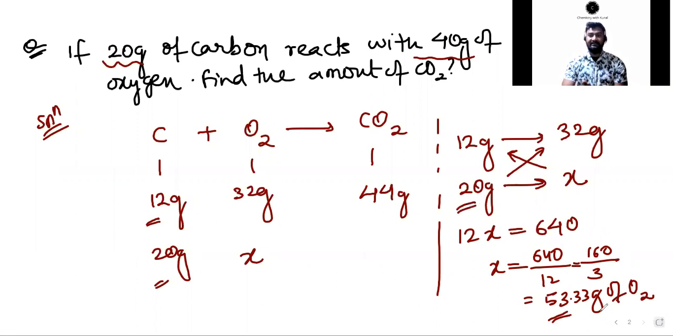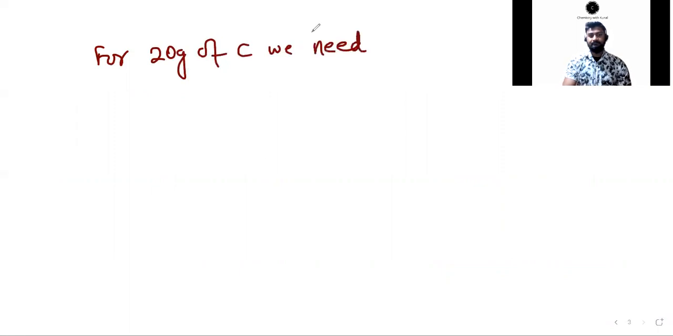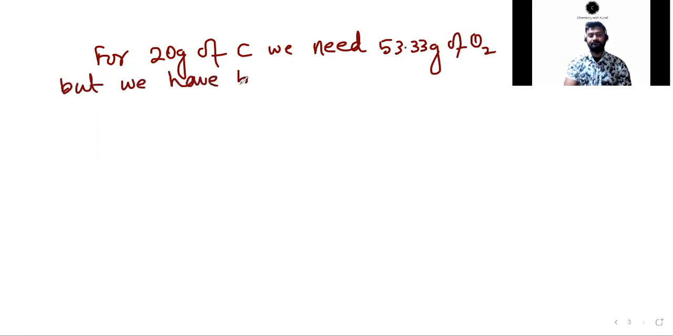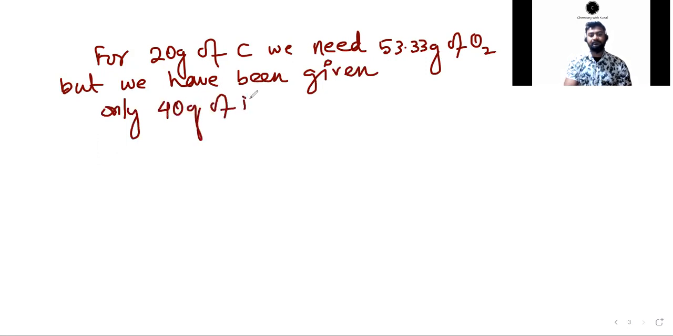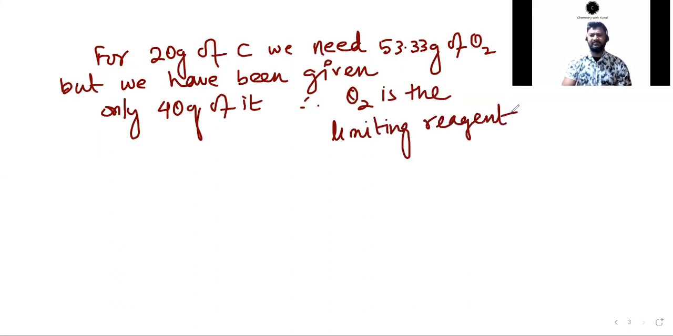So let me go to the next page and tell you what this actually means. For 20 grams of carbon, we need 53.33 grams of oxygen. But we have been given only 40 grams of it. Therefore, what can we say? Therefore, oxygen is the limiting reagent. Simple. Oxygen is the limiting reagent. That's it. This is how we can do it.